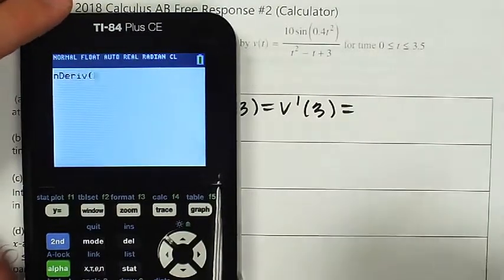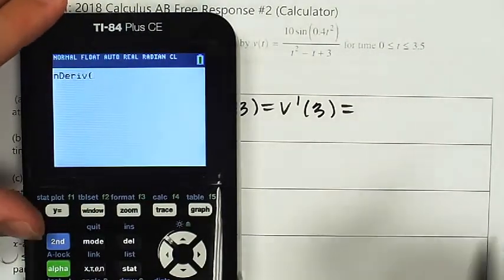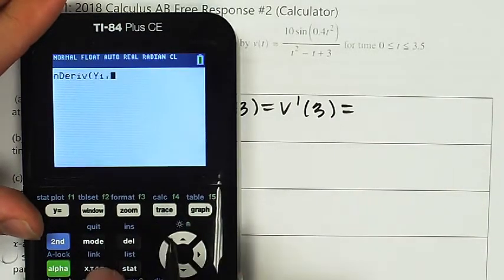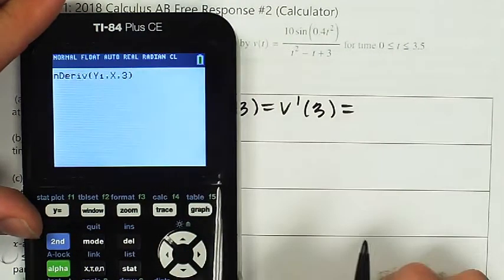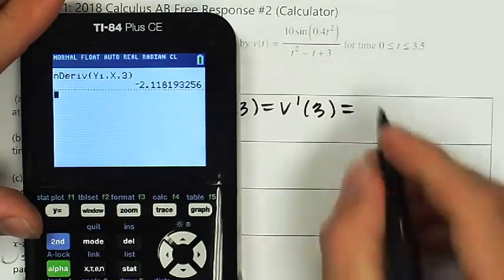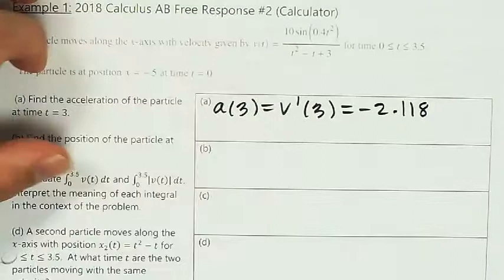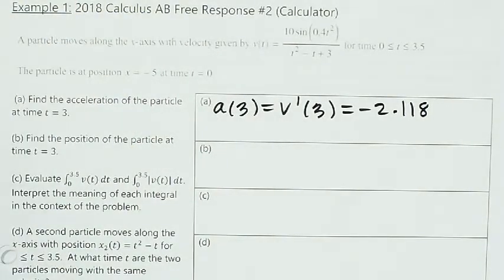We've done that already, and just to remind you, in case you're a TI-83 user, we give it the function we're taking the derivative of, a comma, the variable we're taking it with respect to, and the x value, or the independent variable value that we're interested in. Okay, we do that, and we get negative 2.118.